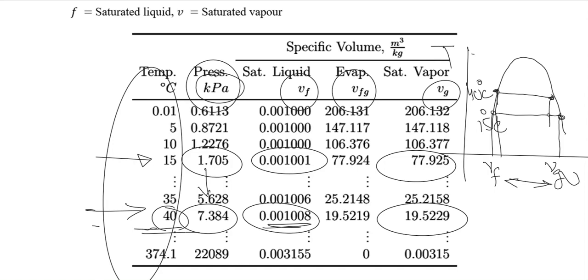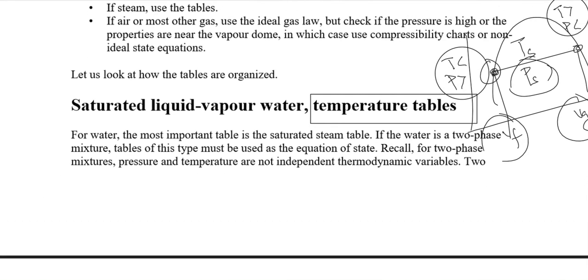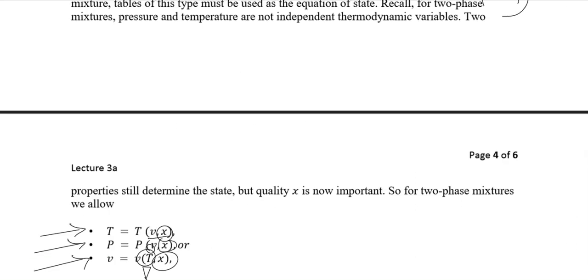But let's check Vg now over here. Our Vg before was 77.925. Now our Vg has decreased to 19.5229. That's what we said in a previous lecture: if I increase the temperature, the pressure would increase as well, but the difference between Vg and Vf would be decreasing. So this is a little bit of the saturated liquid-vapor water temperature table.